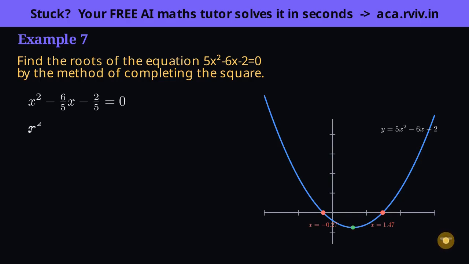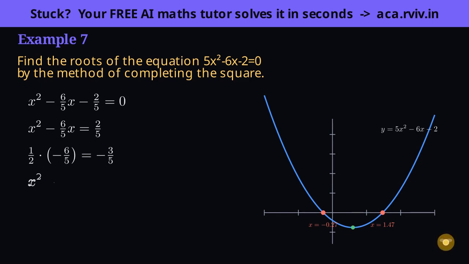Push the constant over to the right, clearing the left to hold only the x squared and x terms. That's the part we're going to shape into a square. Now find the corner. Recall from the picture that the piece to add is half the middle coefficient, then squared. Half of minus 6/5 is minus 3/5. This is the b over 2 of the geometry.